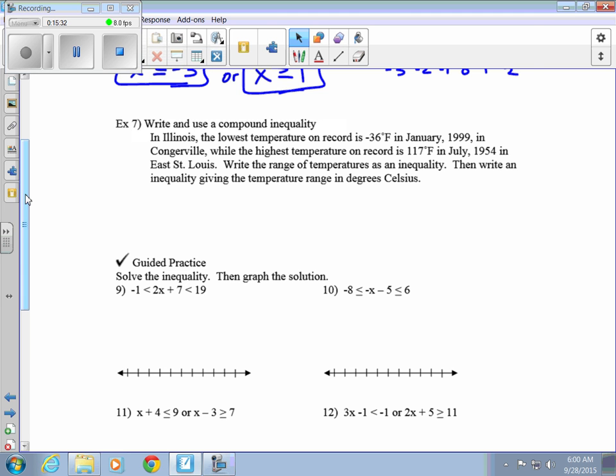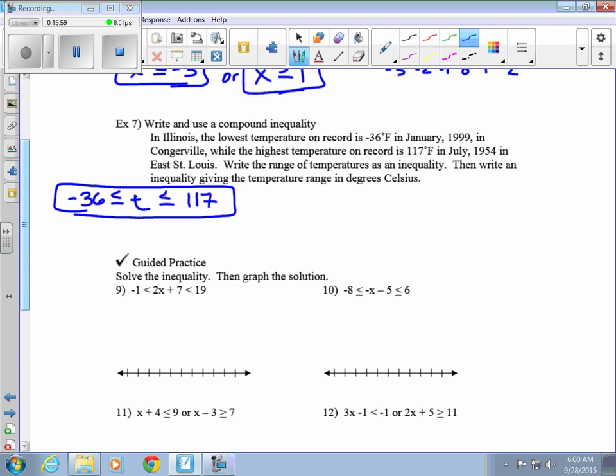So if we're looking at those, well, we know the coldest it's going to get is negative 36. The hottest it's going to get is 117. And we're going to call T the temperatures. So we're going to write a compound inequality. We know that the temperatures must be between in there. So it's got to be greater than or equal to negative 36 and less than or equal to 117. And so here is our answer. And that's in degrees Fahrenheit because that's what the temperature asks us for.